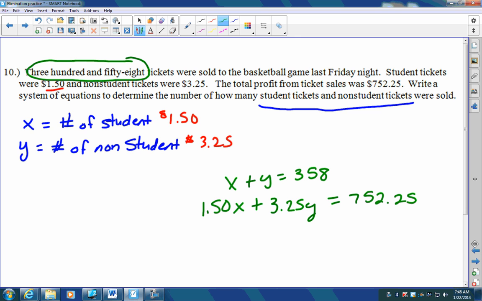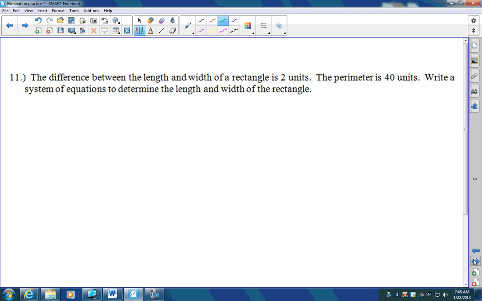Let's try number 11. The difference between the length and the width of a rectangle is 2 units. The perimeter is 40. Write a system to determine the length and the width. Okay, you're always going to see this. They're not going to use X and Y. They're going to put L equals the length, W equals the width.